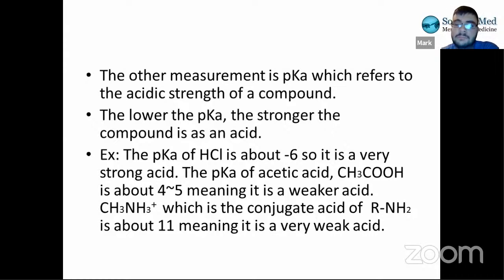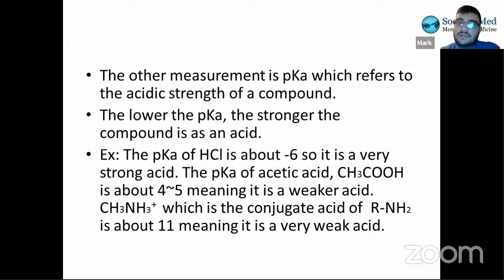Similar to pH, if you have a lower pH, you're more acidic. pKa goes by similar rules. If something has a very low pKa, that means it's very acidic. For example, the pKa of HCl, which you know is a strong acid, is about -6. So it's a very strong acid.